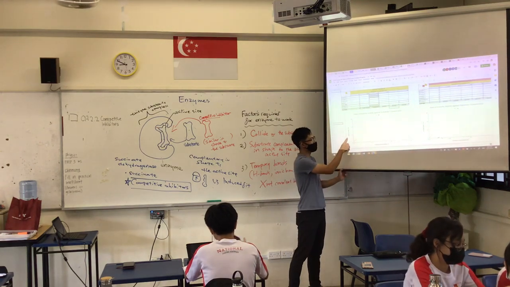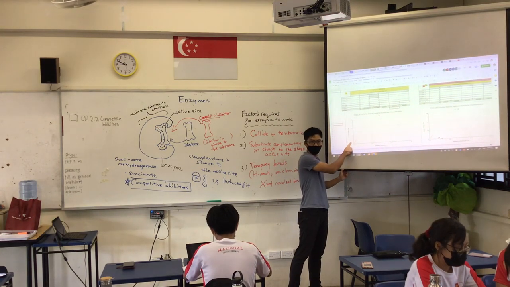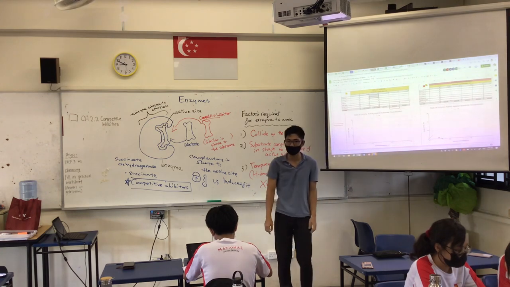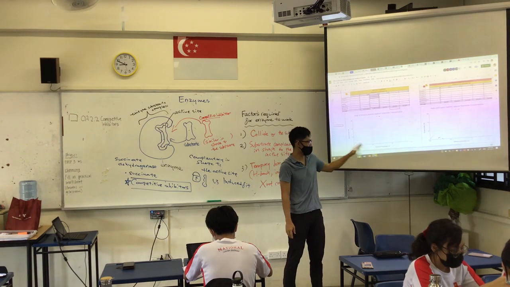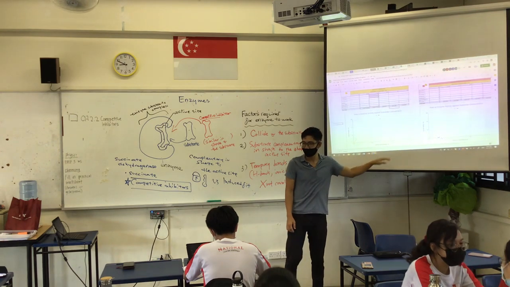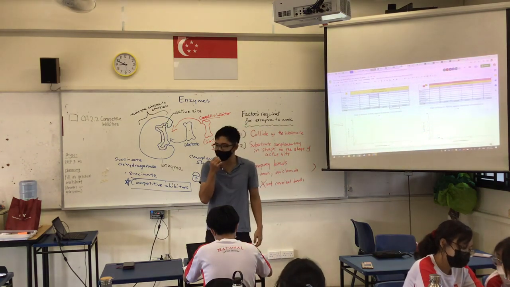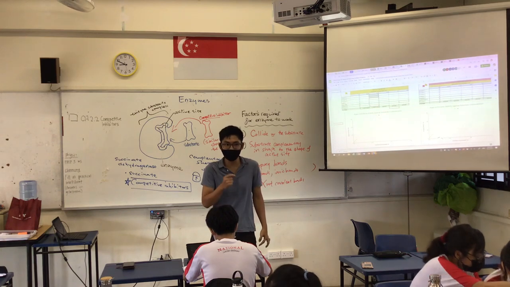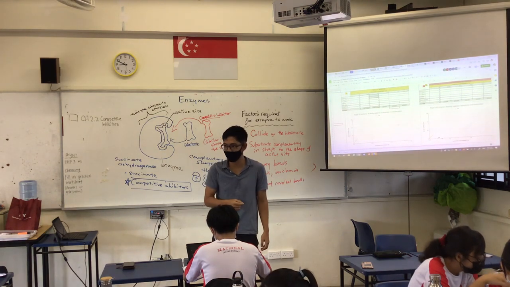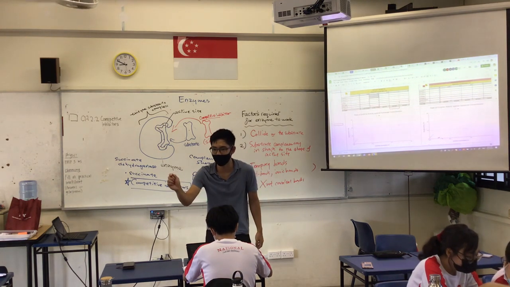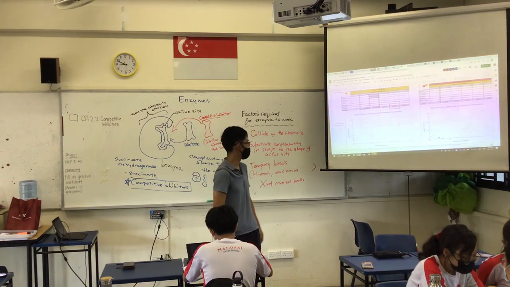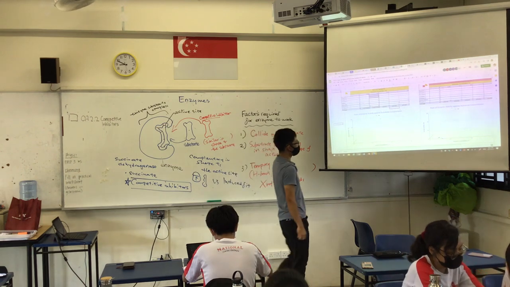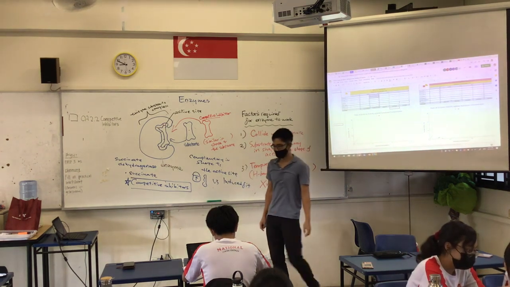The graph shows the rate of enzyme reaction against substrate concentration. Understand that? Rate of enzyme reaction versus substrate concentration. What are we doing now as a class? We are increasing the amount of substrate present, right? But we are fixing the number of enzymes. There's 6 enzymes here, but we slowly increase the number of substrate. As we can see, the graph is slowly increasing.